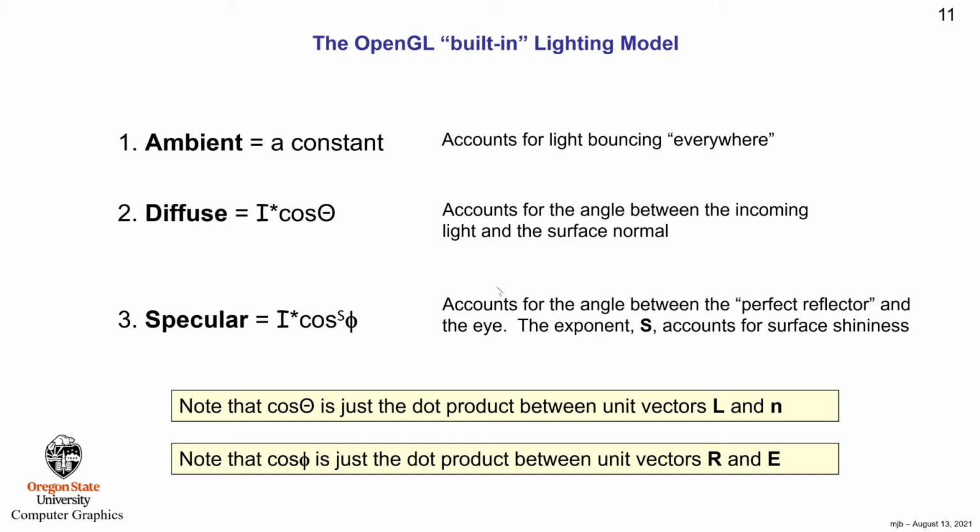The diffuse accounts for the angle between the incoming light and the surface normal. It really is accounting for the angle we just got done calling theta. Specular takes into account that angle phi. Okay? Cosine theta, which is what we want here, is really just a dot product between the unit vectors L, the light vector, and the normal vector. The cosine accounts for what angle the light is coming into the surface at.